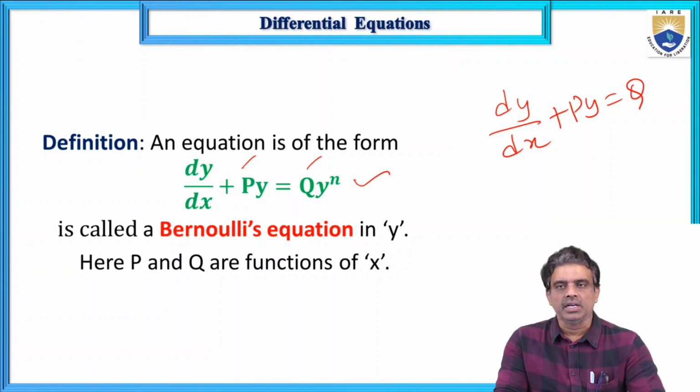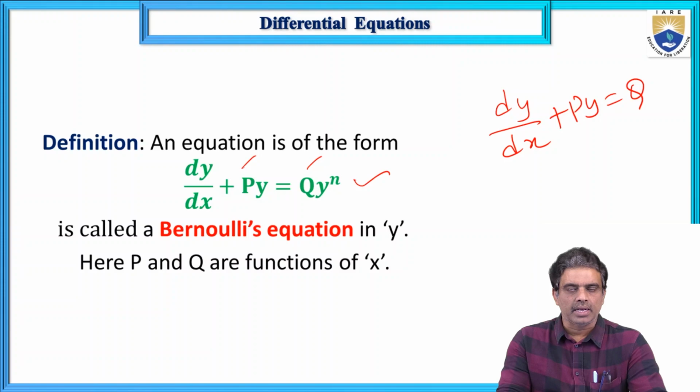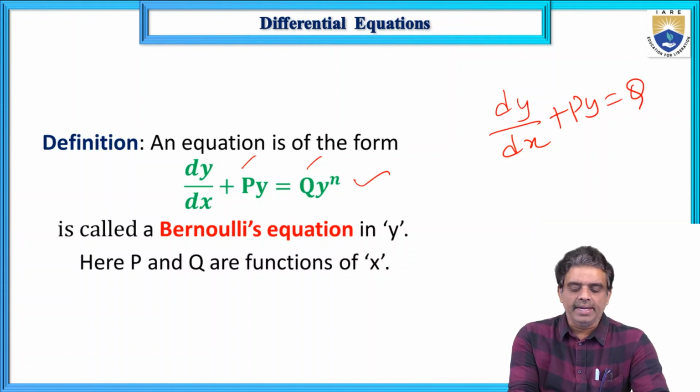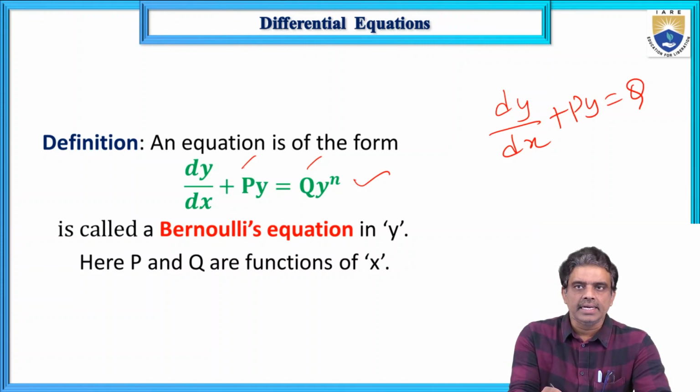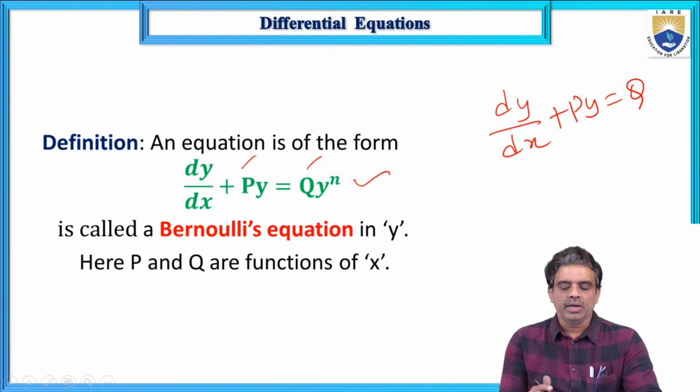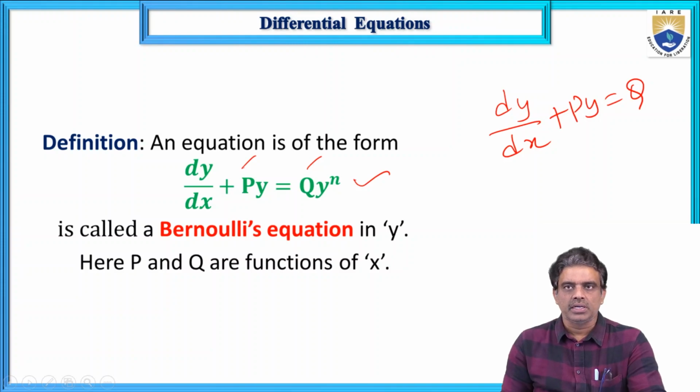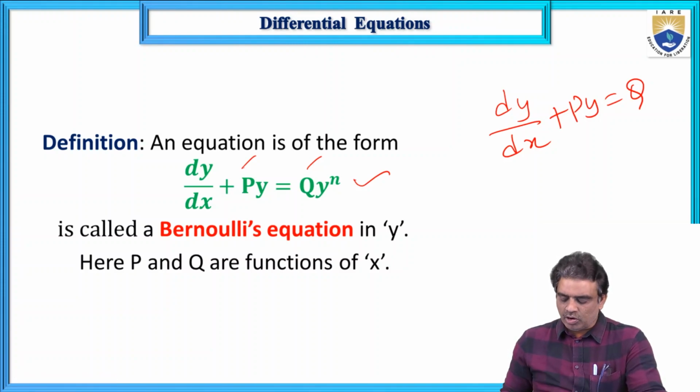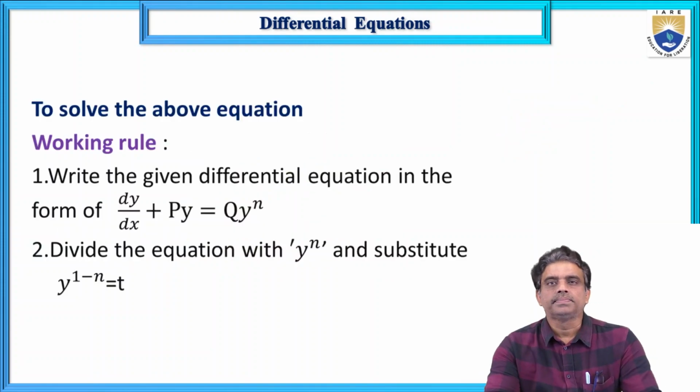To solve this equation, first we need to convert this into a linear differential equation of first order in y or in another variable. To convert this into a linear differential equation of first order, we divide the equation by y power n. First we have to make the right hand side a pure function of x alone, so we divide with y power n throughout the equation, and then we follow the step by step procedure. So here I am giving the working rule.